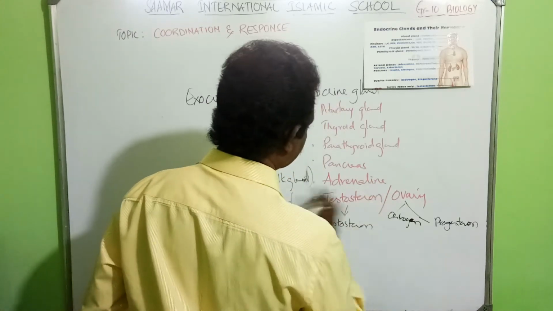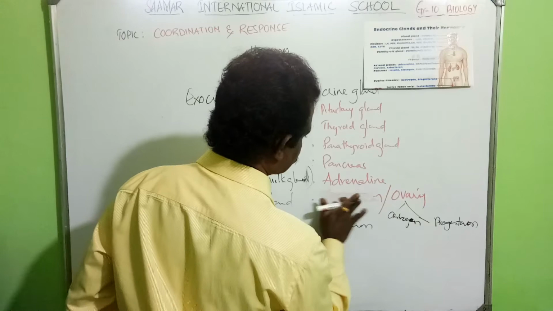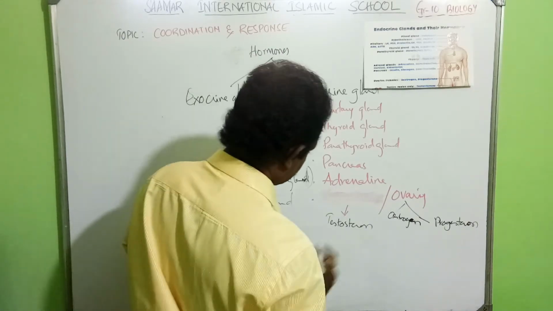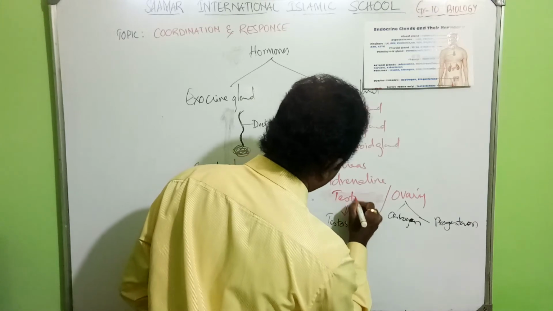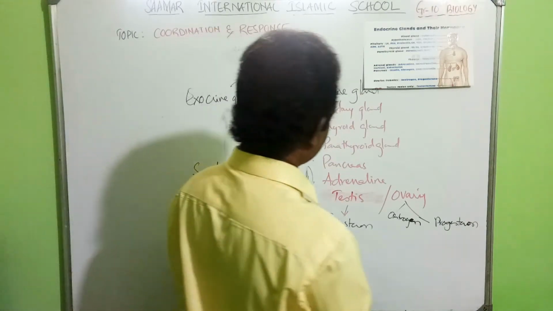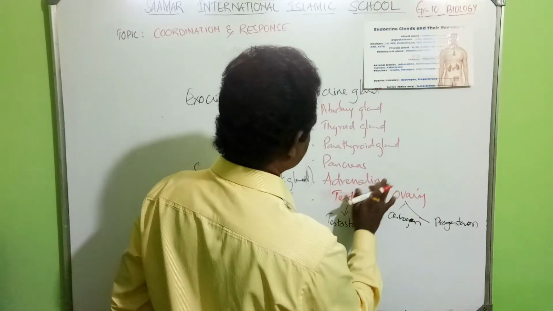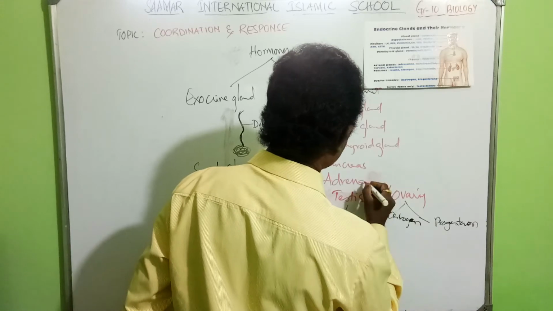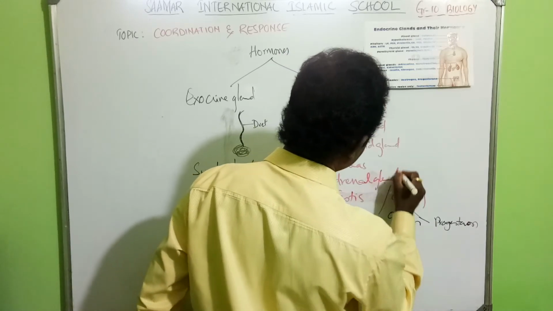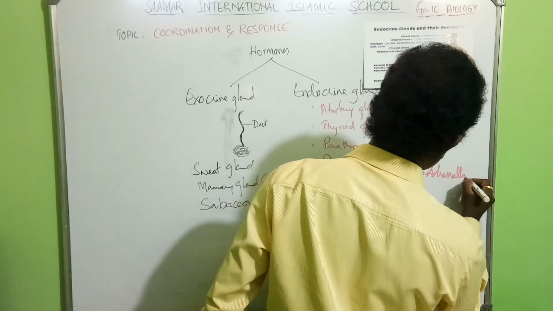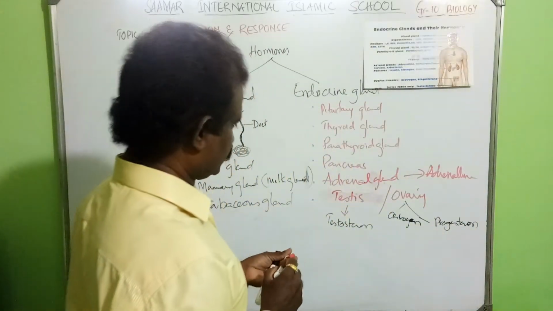That means from testis, testosterone. Now, let us see. Adrenal gland gives adrenaline. Pancreas. Now let us see one by one.